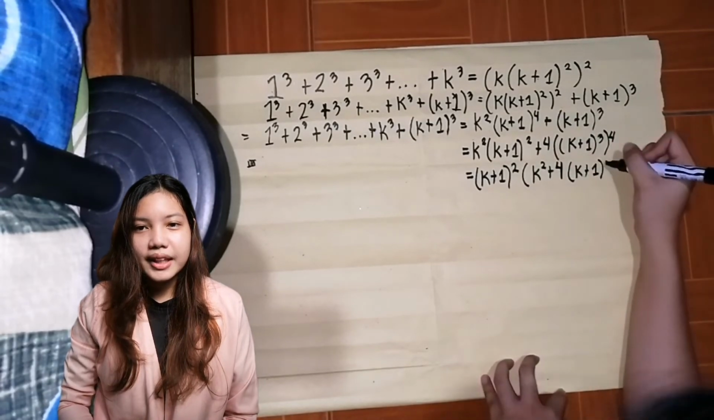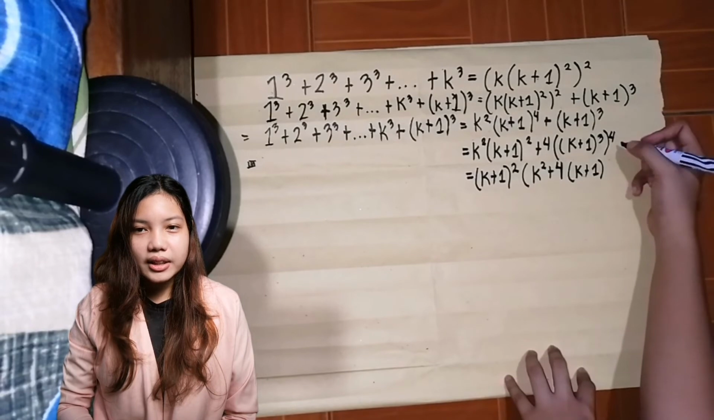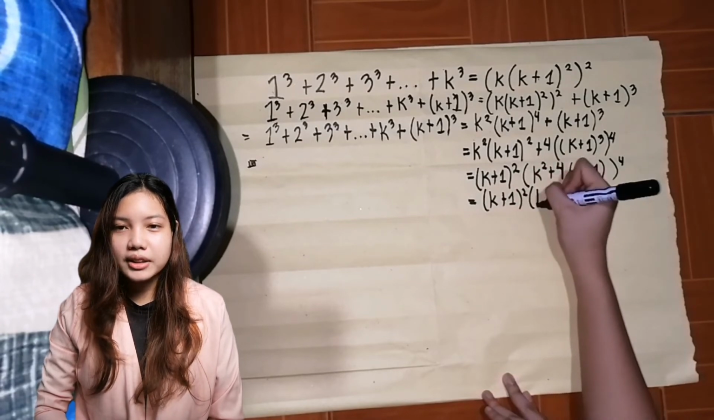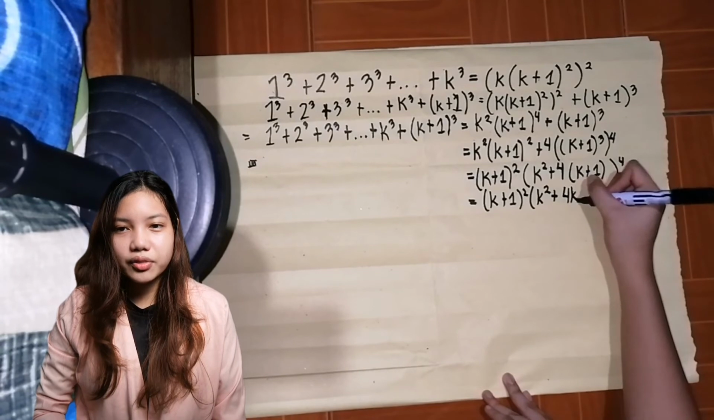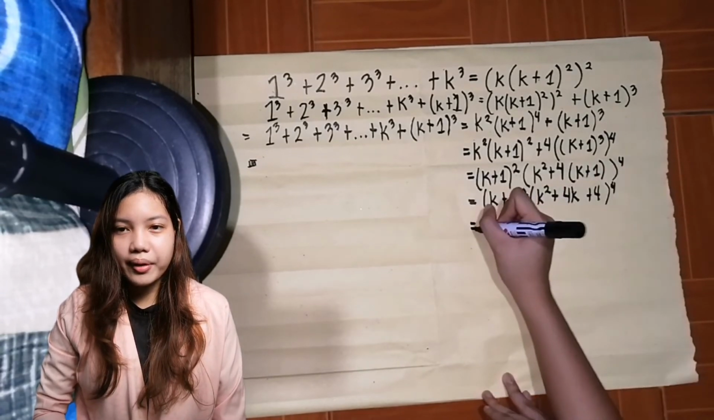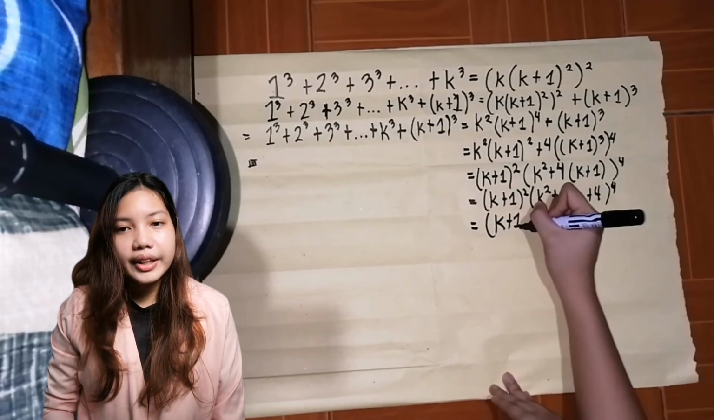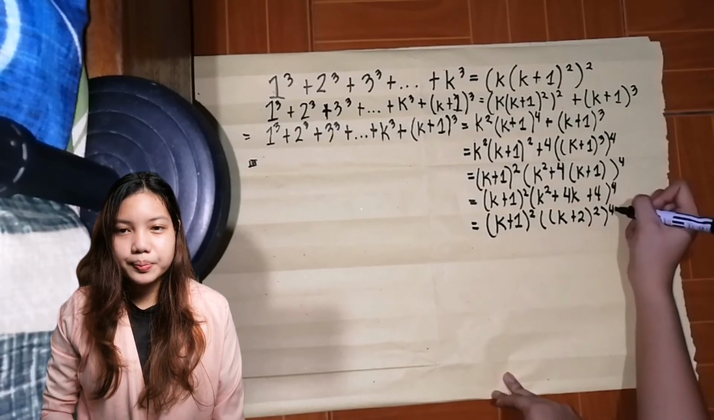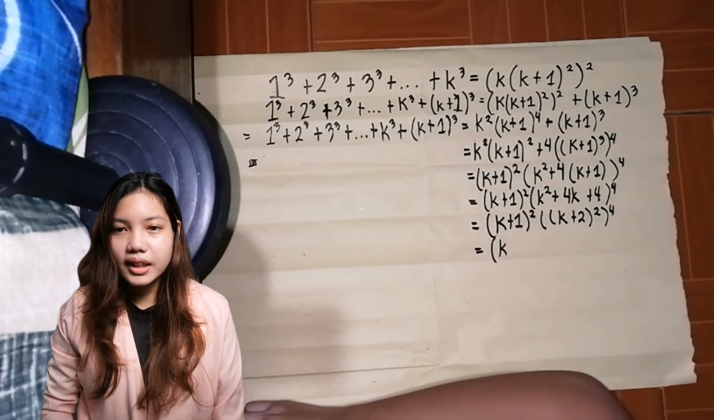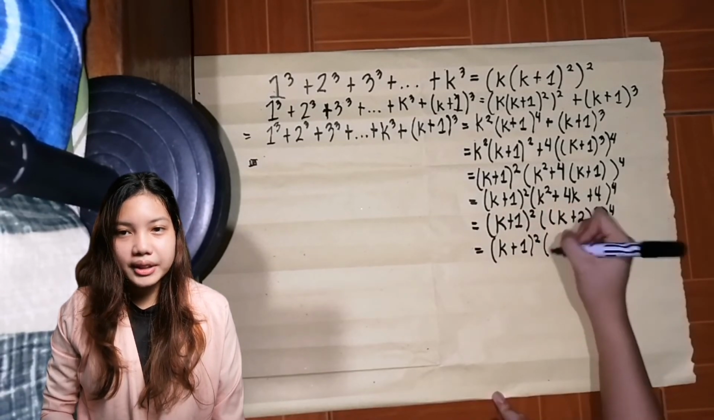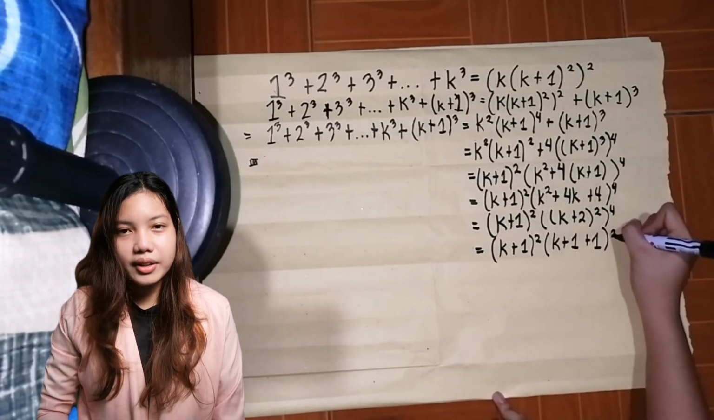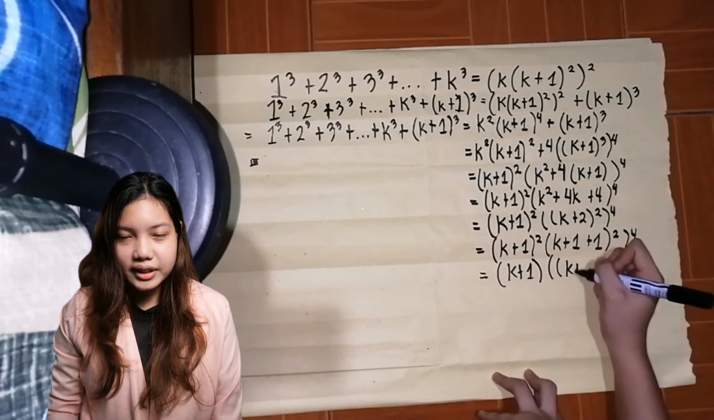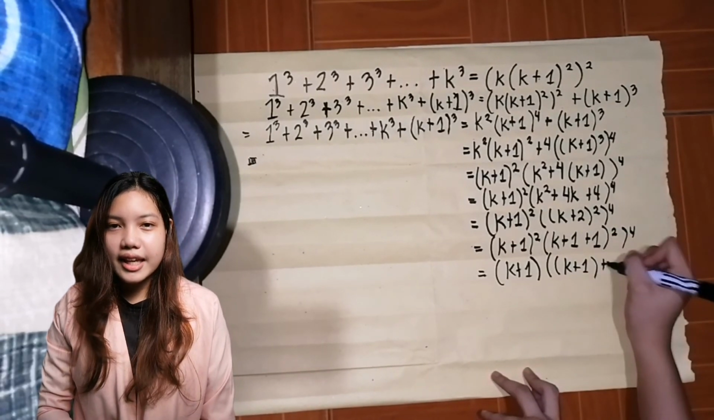Equals (k plus 1) squared times (k squared plus 4(k plus 1)) over 4, which is (k plus 1) squared times (k squared plus 4k plus 4) over 4, and it is equal to (k plus 1) squared (k plus 2) squared over 4, which is also equal to (k plus 1) squared ((k plus 1) plus 1) squared over 4. Thank you and God bless.